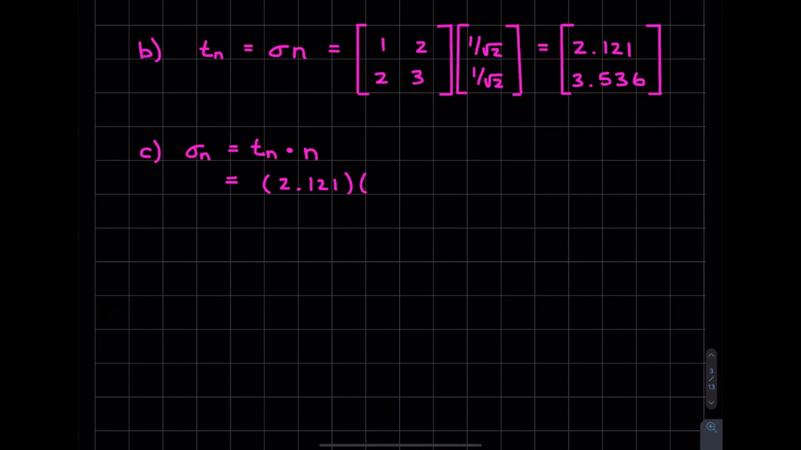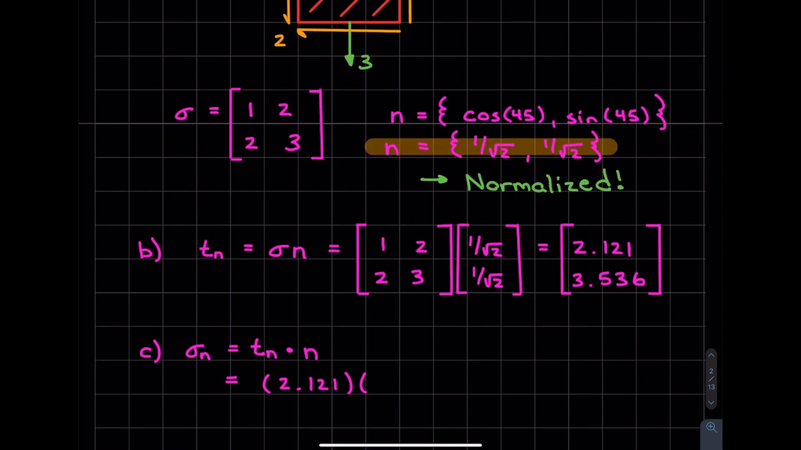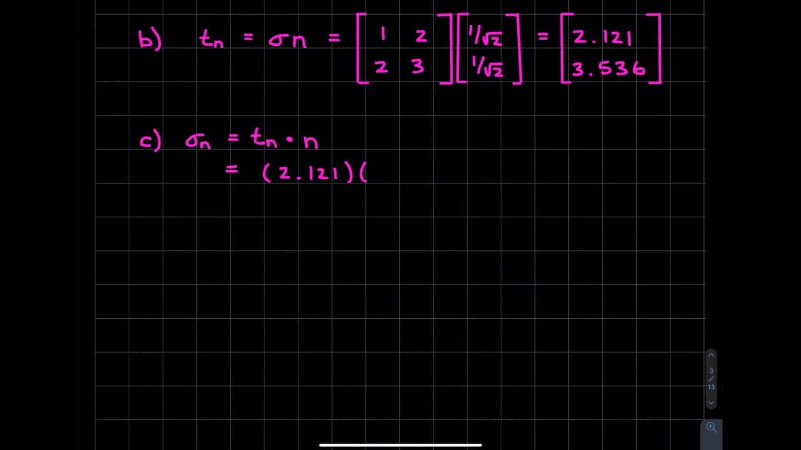The first component of our normal vector, which I'll just scroll up here. Actually, I have it written right here. So I'm taking the 2.121 and multiplying it with 1 over root 2. Plus, I go to the second component of the traction vector, which is 3.563, or 3.536, see? I knew I'd start mixing them up.